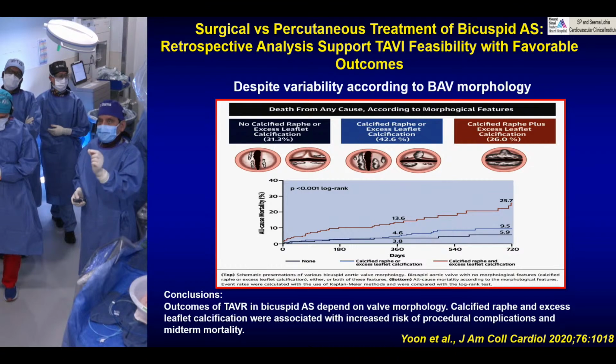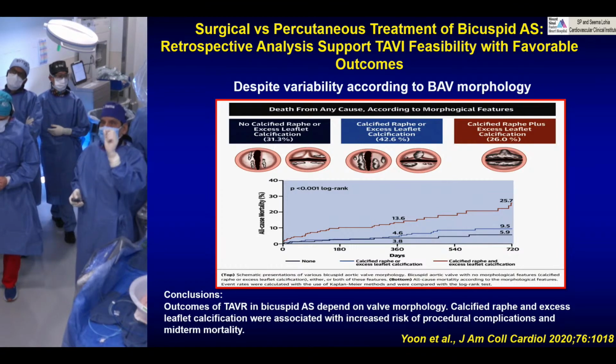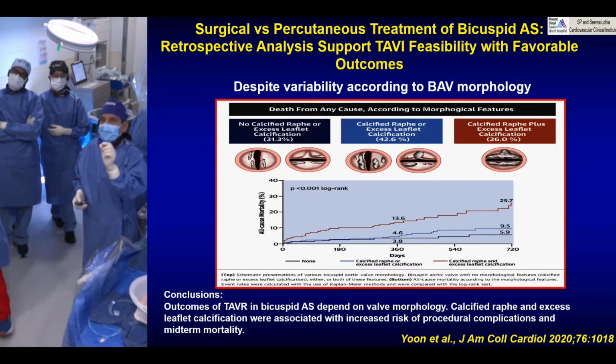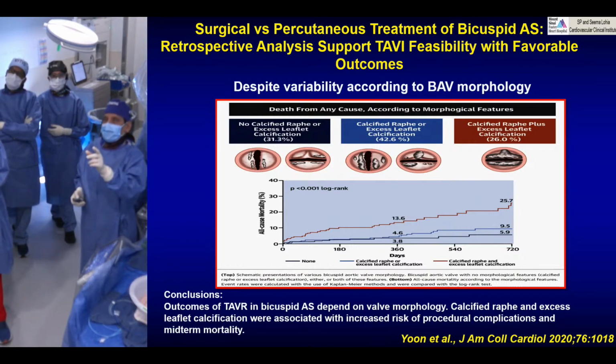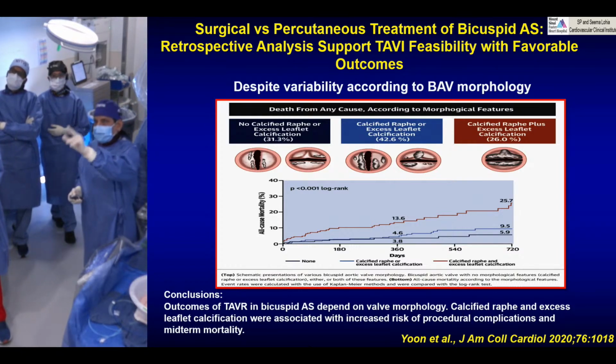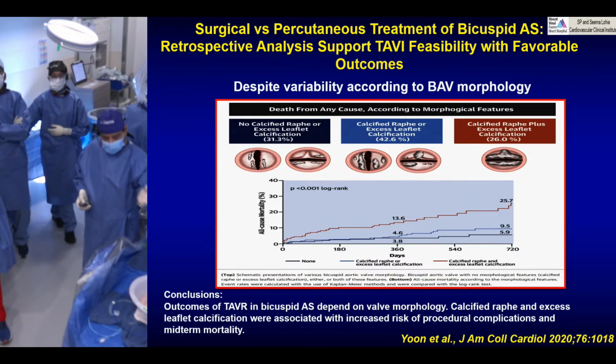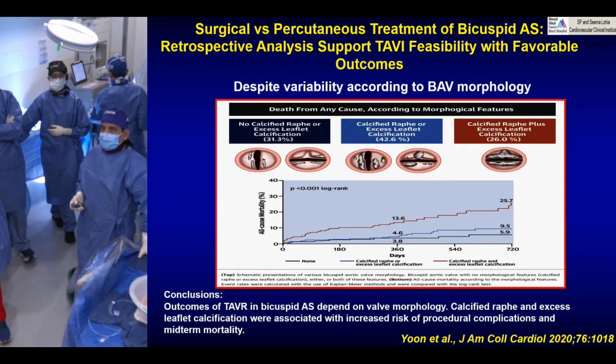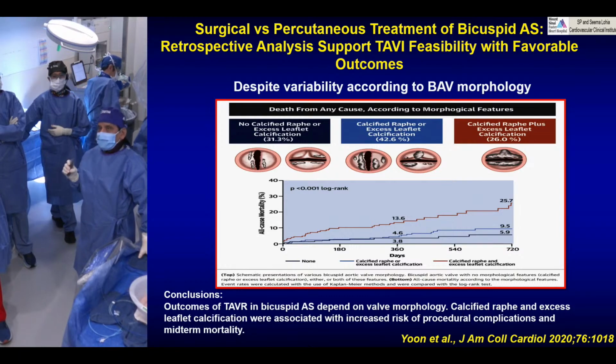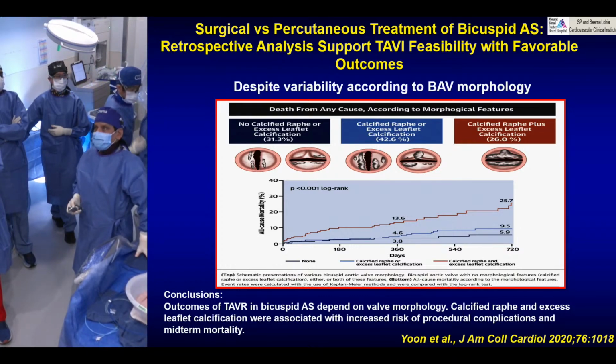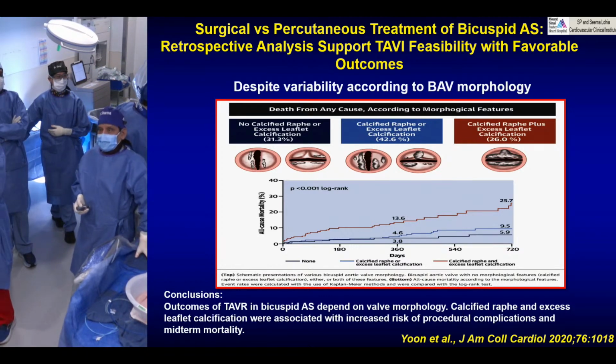And we know the outcome of the bicuspid is dependent on what type of bicuspid morphology is there: whether no calcium, calcium with raphe, or leaflet calcium, or both. And clearly, when we have calcification of both, your event rate goes almost 4 or 5 times. So clear importance of the bicuspid valve anatomy in terms of the outcome.